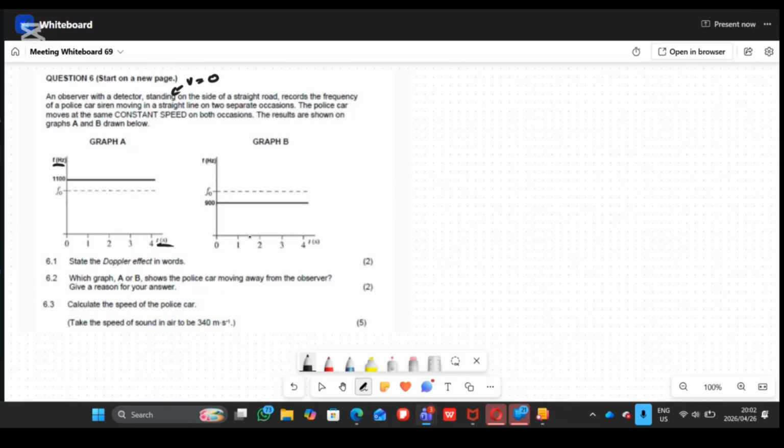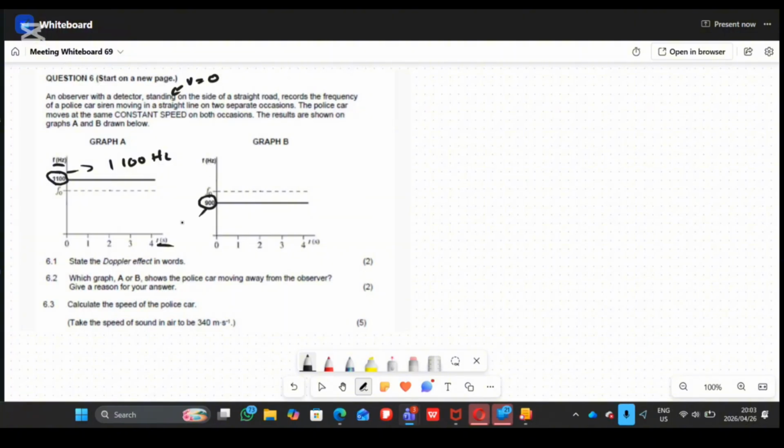For both graphs, A and B, we are given certain values of frequency. We are given this value, which is 1100 hertz. We are also given this value, which is 900 hertz. So those are the frequencies that are detected.